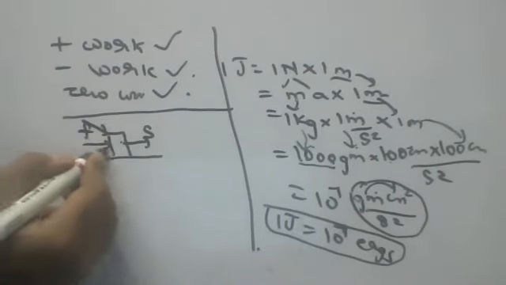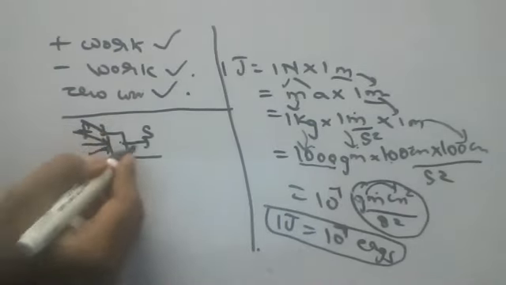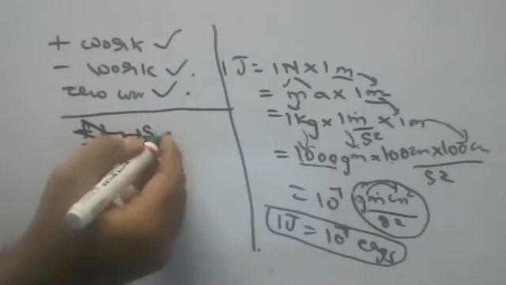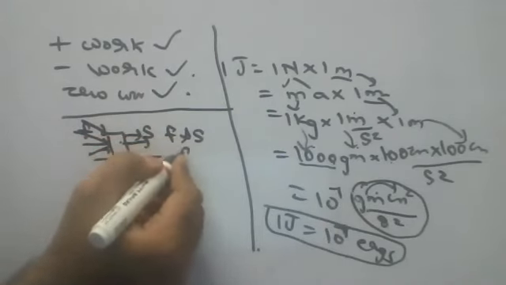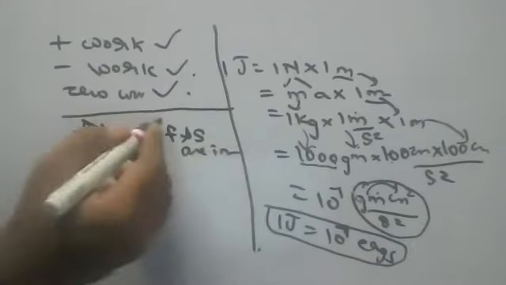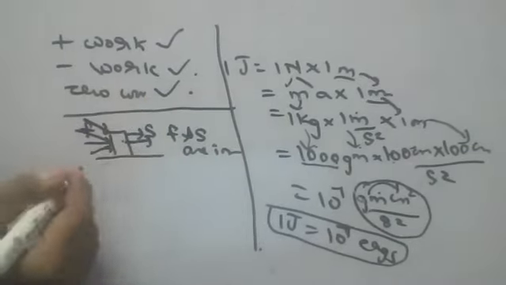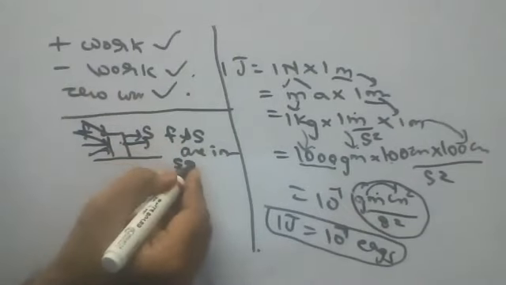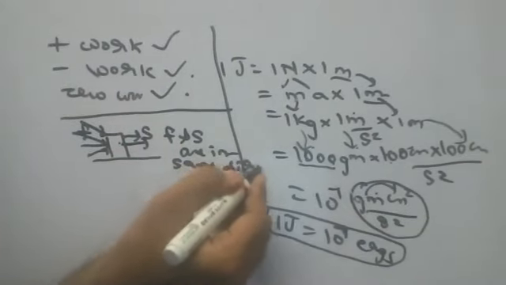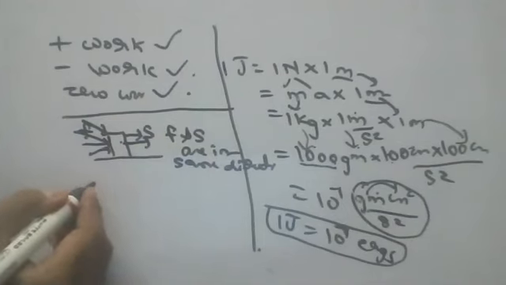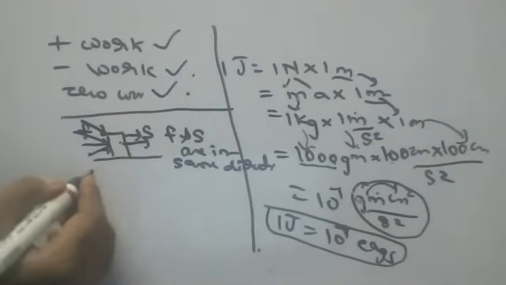I may apply force like this also, in any direction, but the body will move in this direction only. If force and displacement are in the same direction, if I'm applying force like this, it should move like this only. If force and displacement are in the same direction, work is said to be positive.